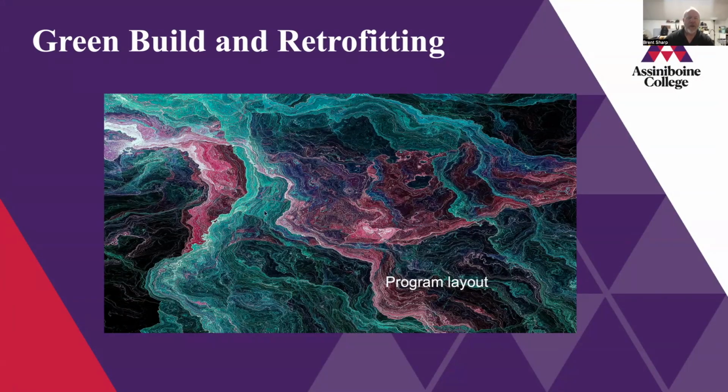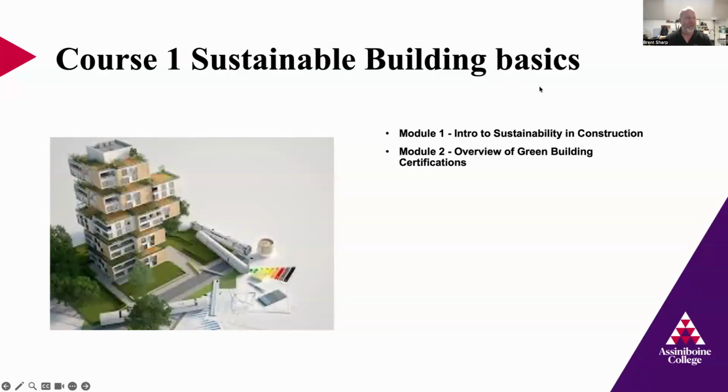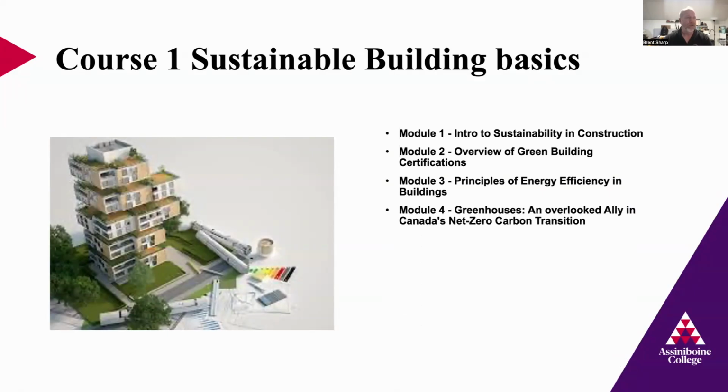So in this program, we have 5 courses to complete. Each course has modules. As we go through it, we're going to look at course 1 as an example. Course 1 is Sustainable Building Basics. And in it, we have what we call modules. These are like chapters. Module 1 is Introduction to Sustainability in Construction. Module 2 is Overview of Green Build Certification. Module 3, Principles of Energy Efficiency and Building. Module 4 is Greenhouse Houses. Module 5 is Regular Approaches in Green Building Canada.